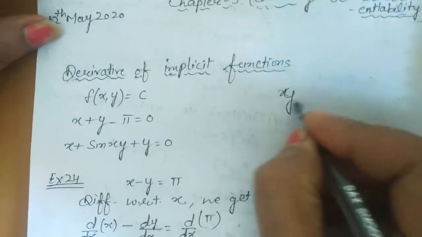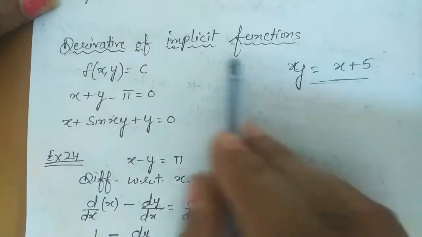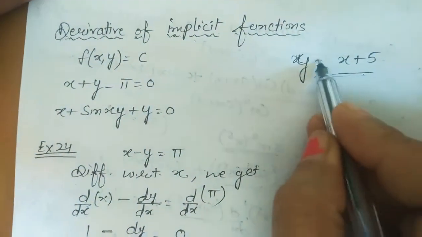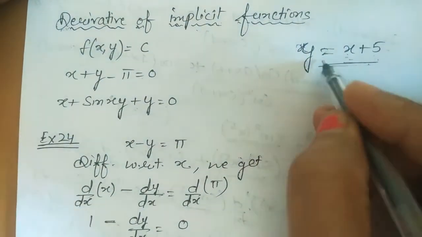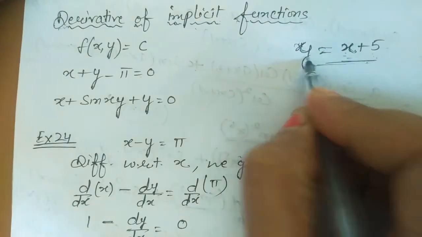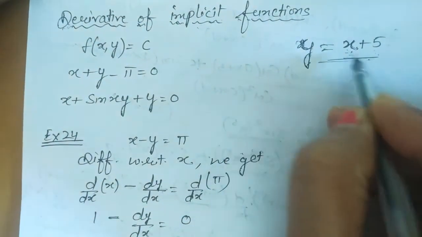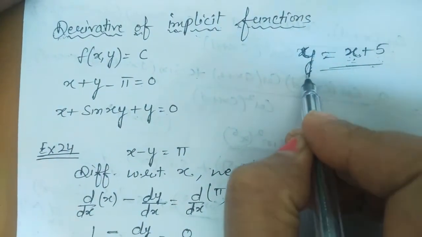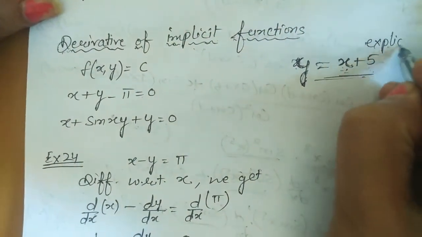You have read about y is equal to x plus 5. This is not an implicit function. This is an explicit function because in y is equal to x plus 5, we can take y on one side and the rest on the other side. Here x is the independent variable and y is the dependent variable, so we can write the dependent variable on one side. This is called an explicit function.